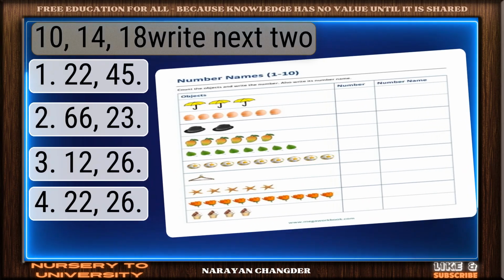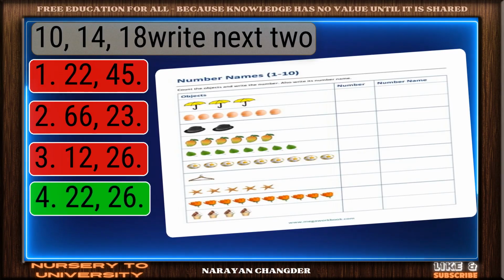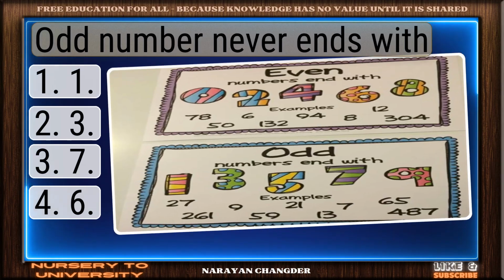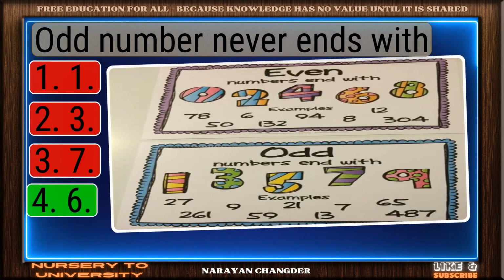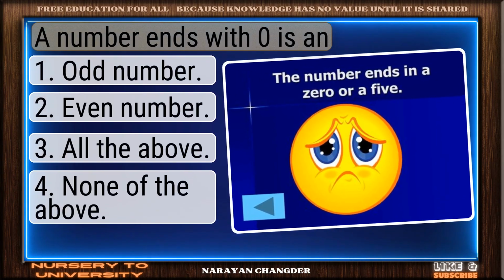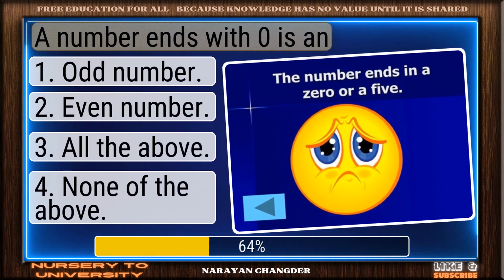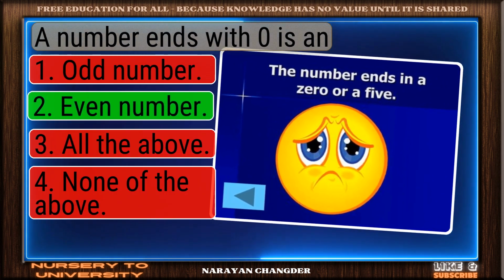10, 14, 18 right next to. Correct. 22, 26 is the right answer. Odd number never ends with. On track, 6 is the correct answer. A number ends with 0 is an excellent choice. Even number is the right answer.